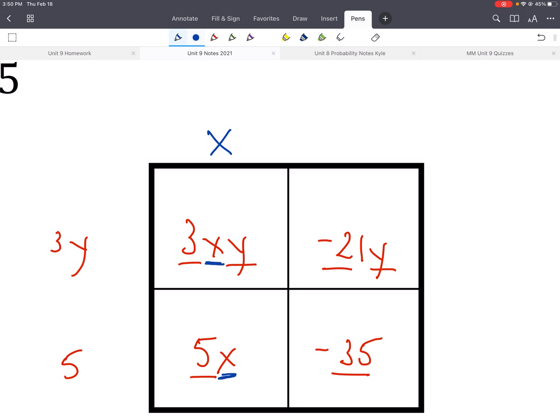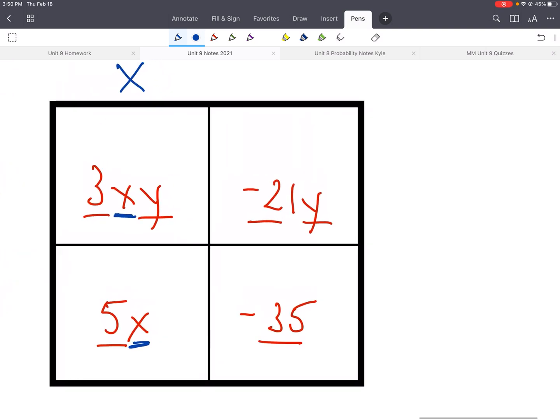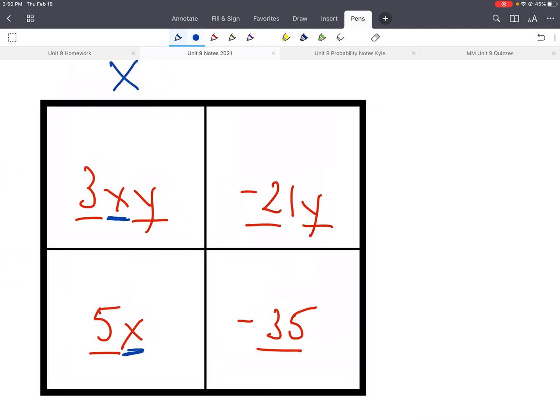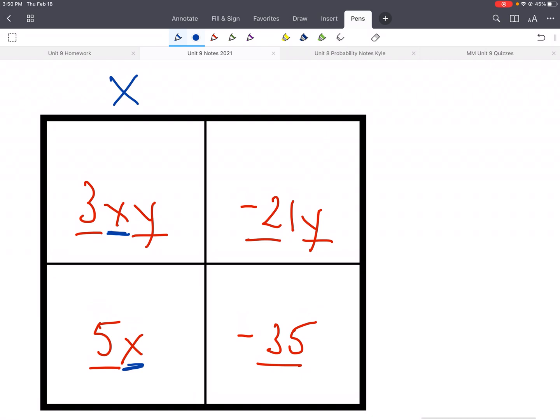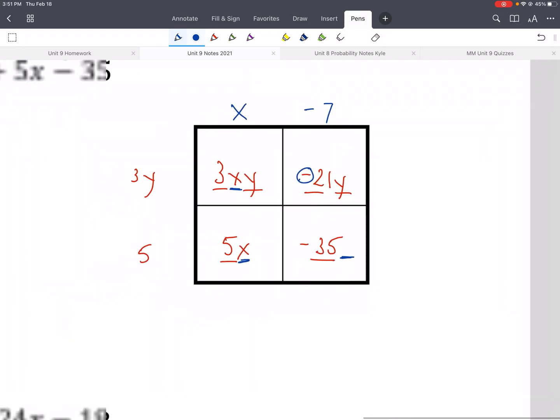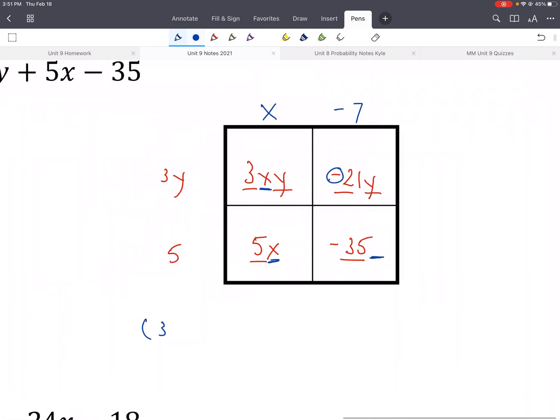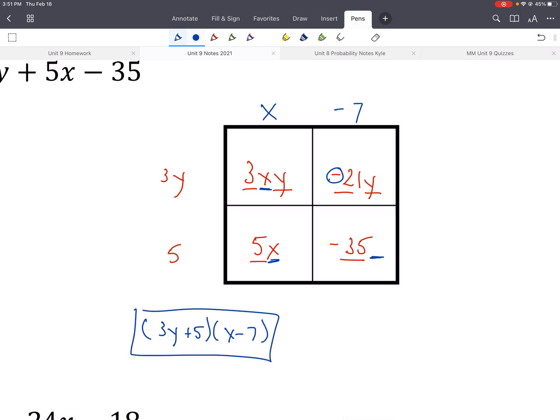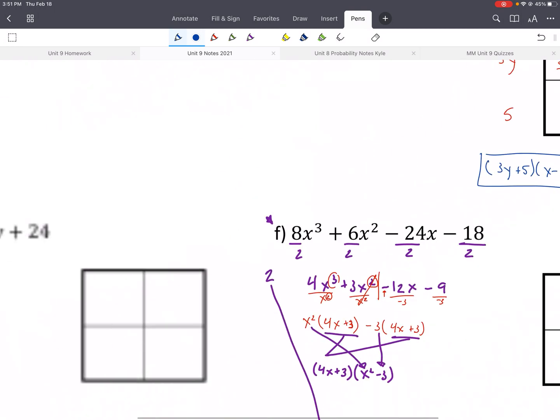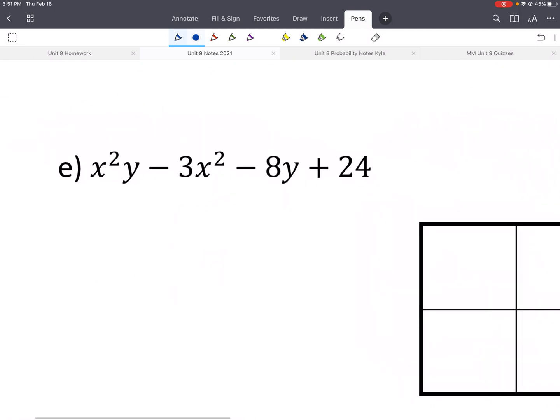And then here, these are bigger numbers, but what could we divide 21 and 35 by? And we also have a leading negative, so we'll do a negative 7. And we can't take out the y because there's no y in this term. All right, so now we have our 2 parentheses, 3y plus 5 times x minus 7. Bam.